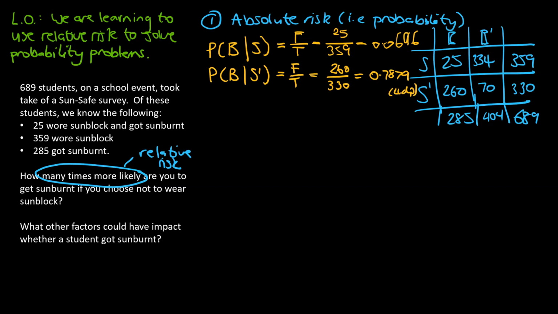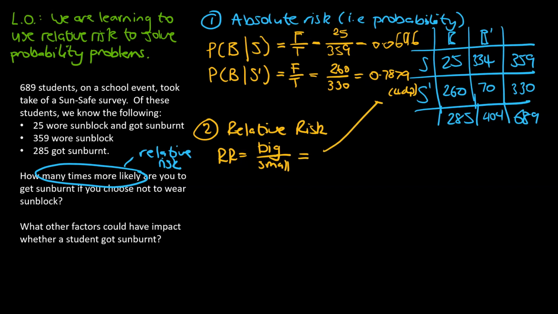So that's the first step of a relative risk question, finding the absolute risk of the two outcomes, sunburnt whilst wearing sunblock or sunburnt whilst not wearing sunblock. From there, the next step, we need to find the relative risk. And here, the relative risk, just as a generic formula, is always equal to the biggest number divided by the smallest number. And those relate to the two probabilities you calculated above.